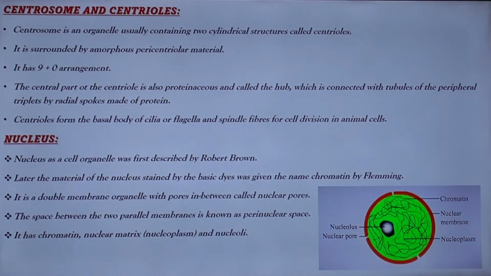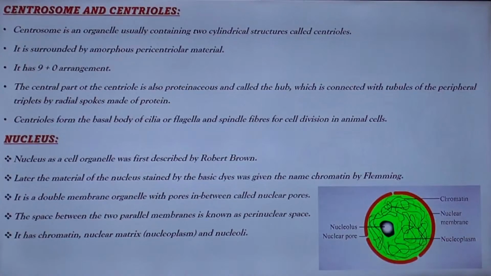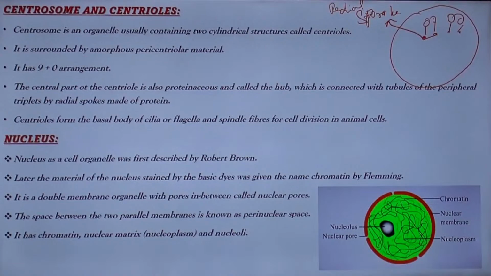So we see here the radial spoke in this picture. This is what we call the radial spoke. There are 9 such spokes, 9 pairs. This is what we call the spoke, the radial spoke. Centrioles form the basal body of the cilia or flagella and the spindle fibers.